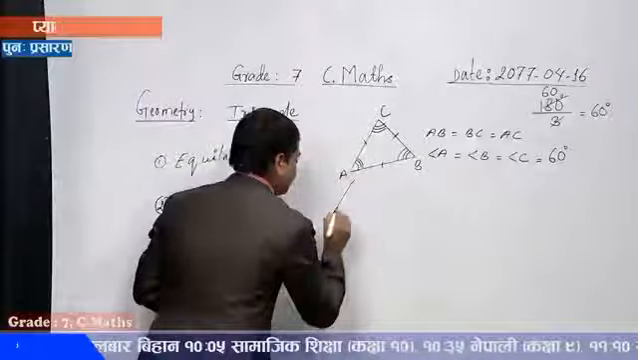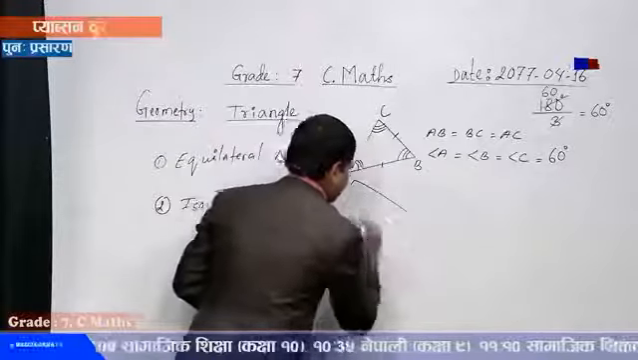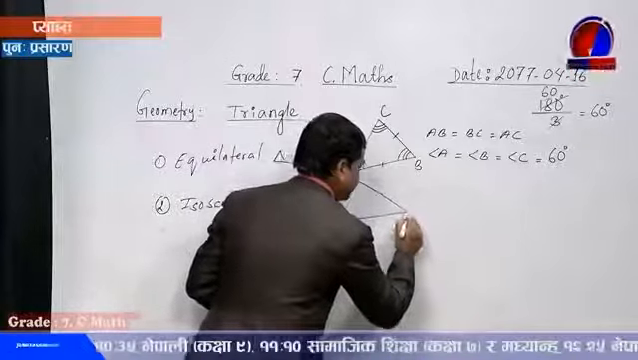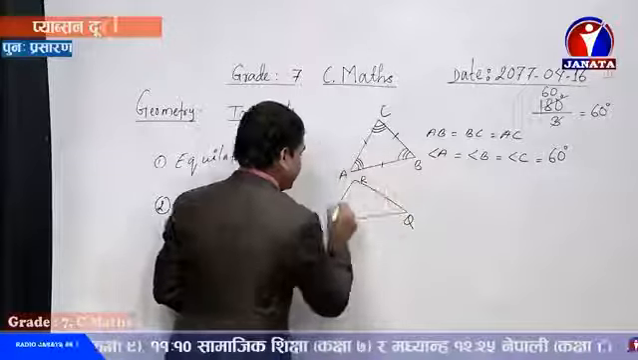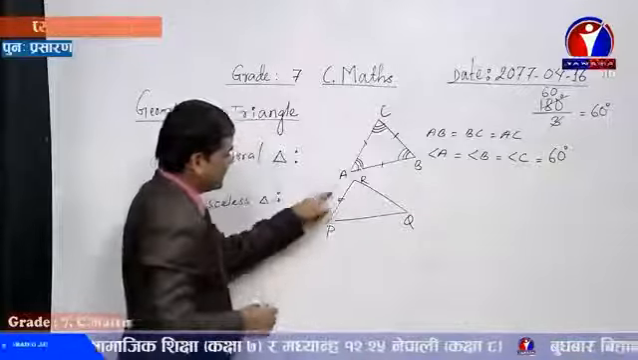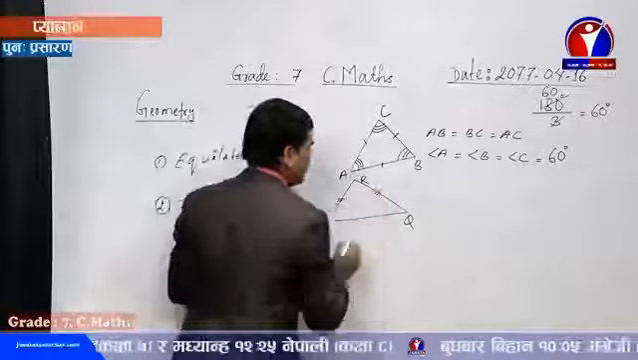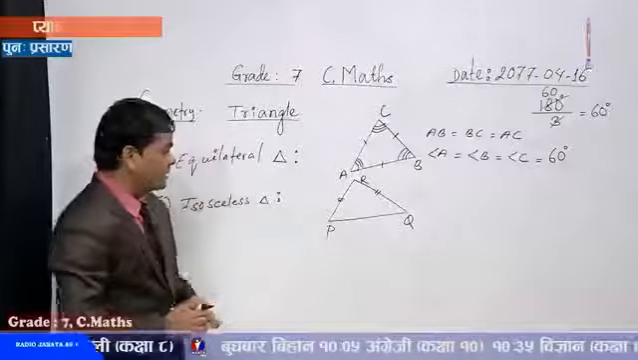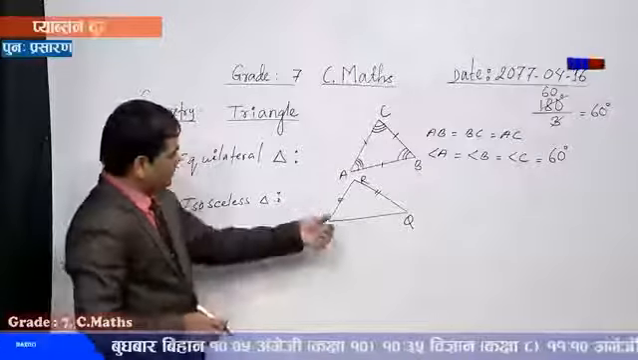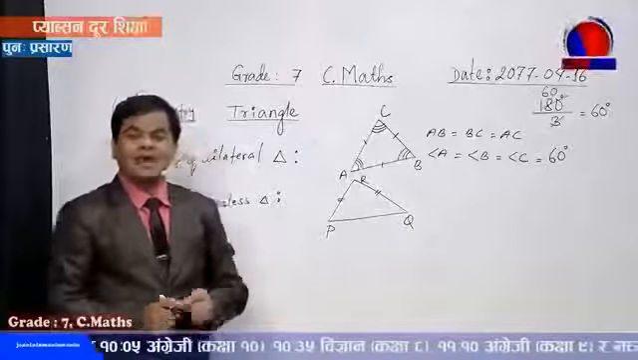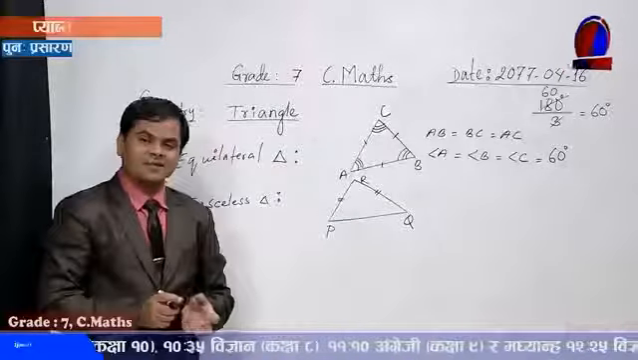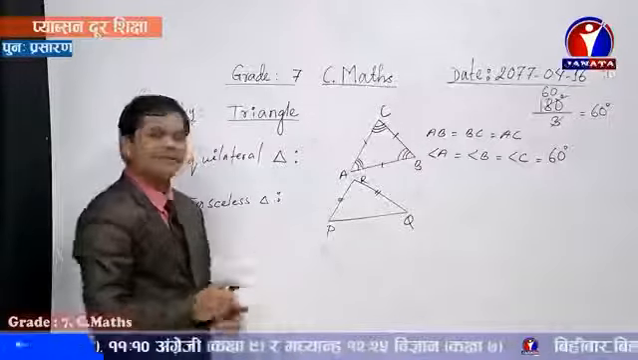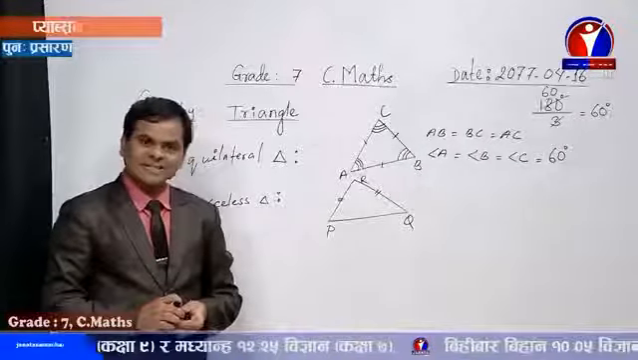Let me make it clear by making a figure. For example, this is an isosceles triangle PQR. If the length of PR and the length of QR, when we measure by using a scale, are equal but not the third side, one side among the three sides not being equal but the two sides being equal to each other, that type of triangle is known as isosceles triangle.